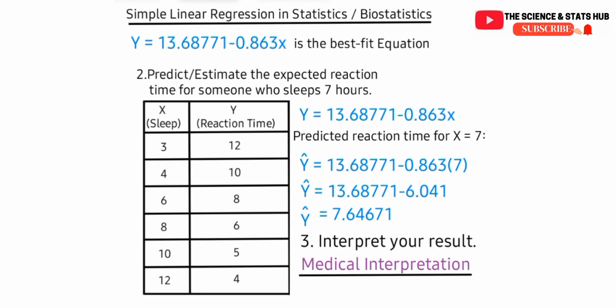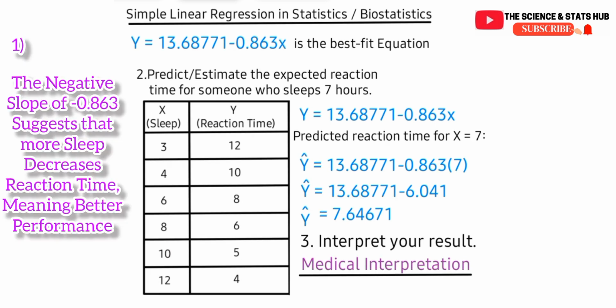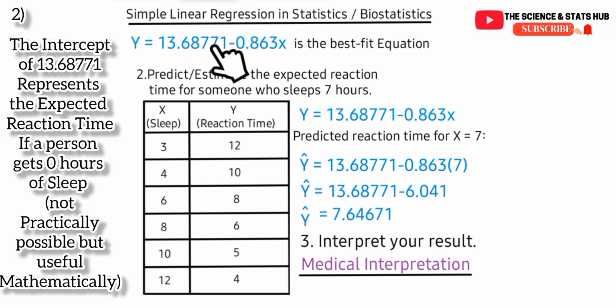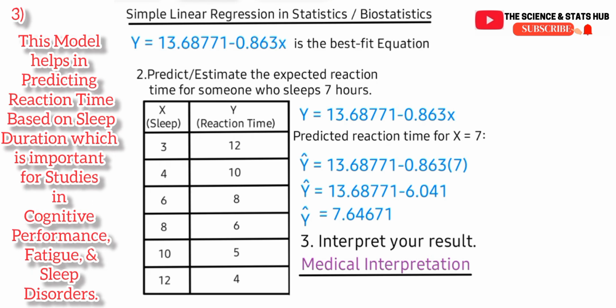So let's do a medical interpretation here. The negative slope of minus 0.863 seconds per hour suggests that more sleep decreases reaction time, meaning better performance. The intercept of 13.68771 seconds represents the expected reaction time if a person gets 0 hours of sleep, though not practically possible but useful mathematically. The last interpretation is that this regression model helps in predicting reaction time based on sleep duration, which is important for studies in cognitive performance, fatigue, and sleep disorders.